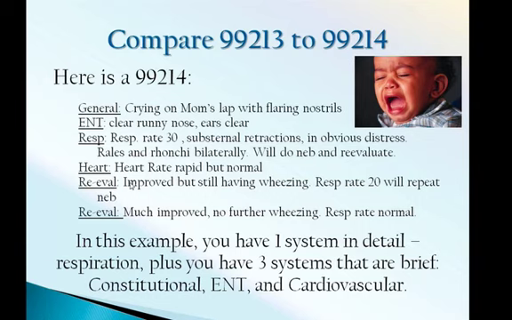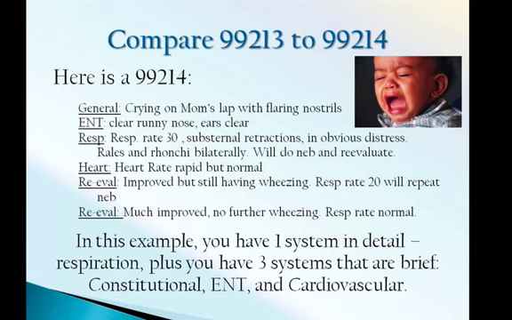And then lower on, we're seeing in the documentation improved, but still having wheezing, another calculation of the respiratory rate, and then a final reevaluation. So here you have 3 systems that are brief. We have our constitutional, our E&MT, our cardiovascular, and then we have our respiratory in detail. And so that is the key factor in giving us our detailed exam level.